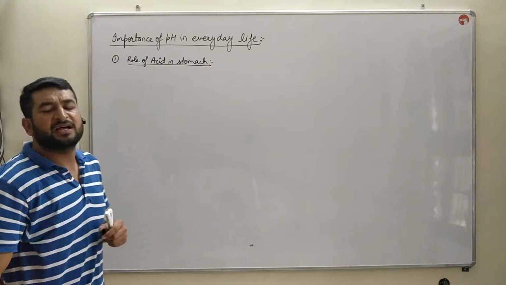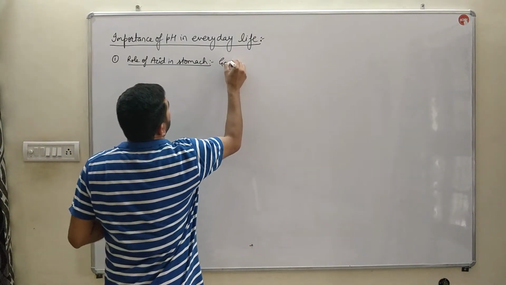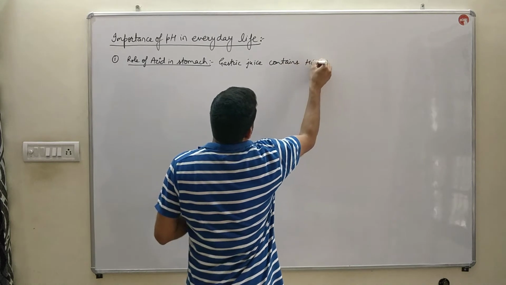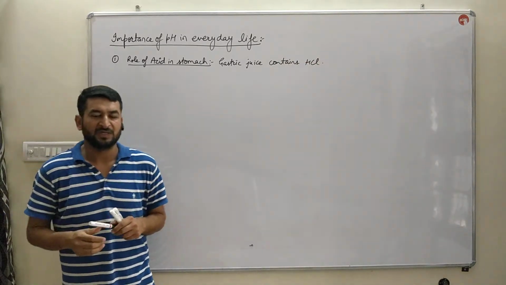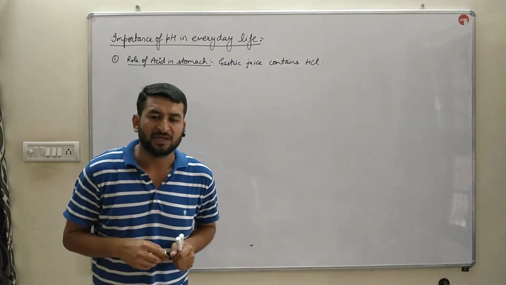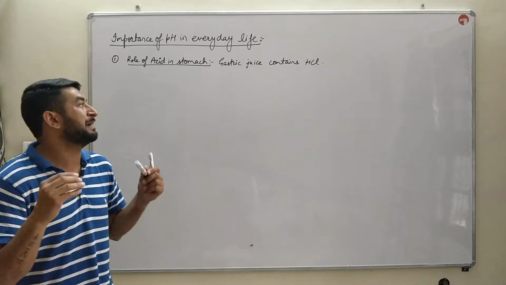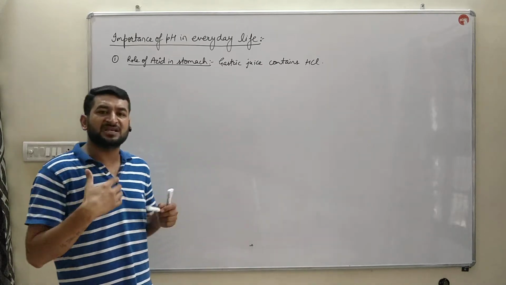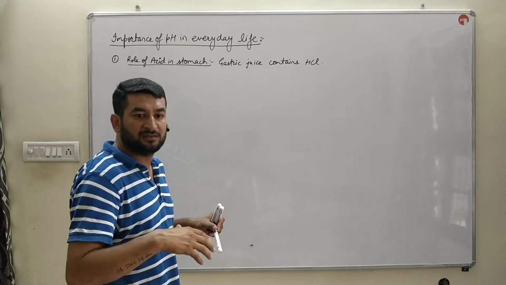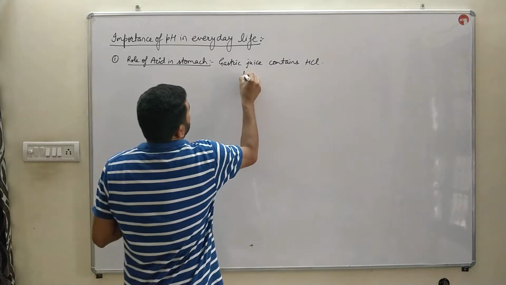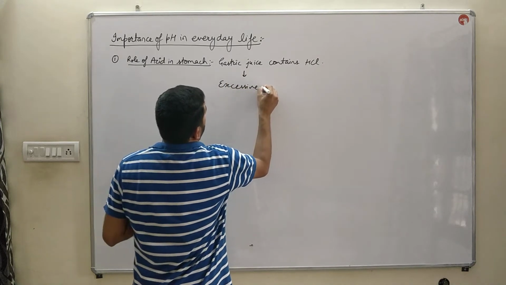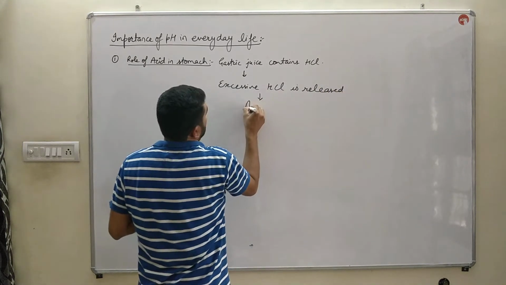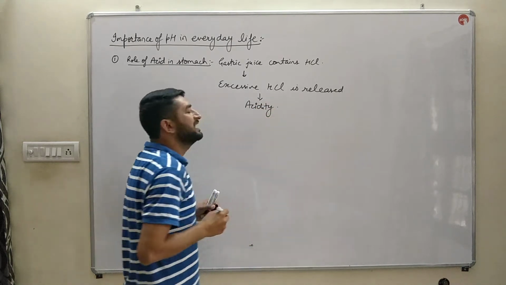As we all know, in our stomach, gastric juice contains an acid named HCl, that is hydrochloric acid, which helps in killing microorganisms and in the activation of inactive enzymes like pepsinogen and prorenin. But due to excessive eating, or certain imbalances in our body, excessive acid is released in the stomach, and this condition is known as acidity.